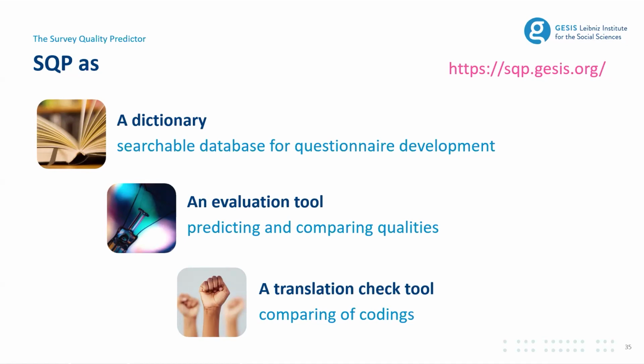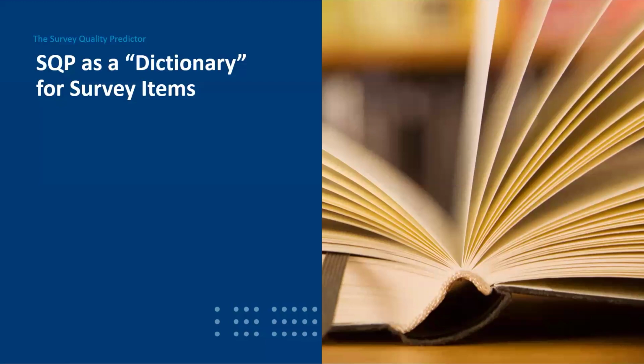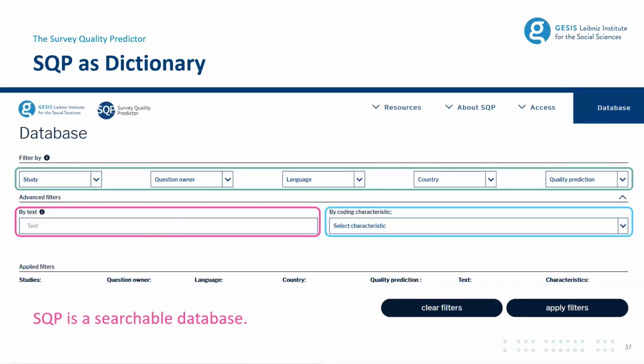Meaning, let's say you have your source item and it's being translated into another language, and these 2 versions are coded, you can compare whether the formal characteristics are the same or not. And all these 3 different application areas I want to show you now in more depth. So the first one is about how you can use SQP as a dictionary for survey items. This here is a screenshot of what the upper part of the database looks like.